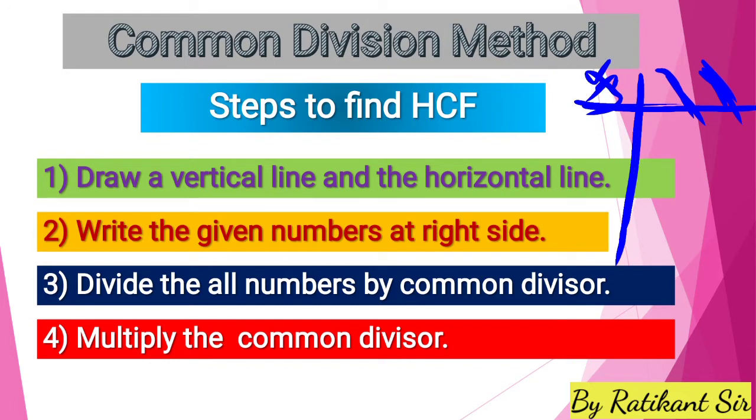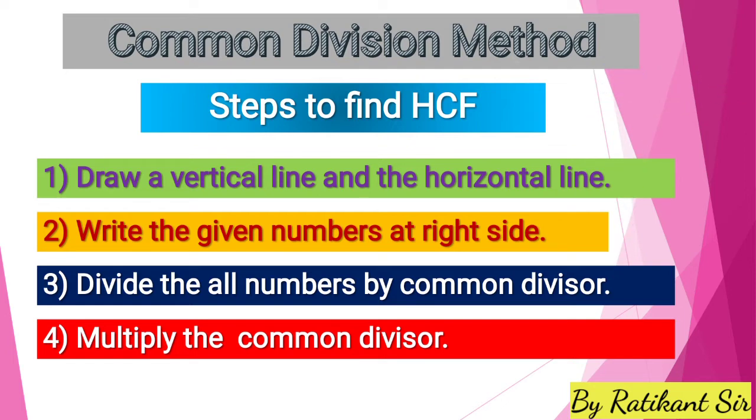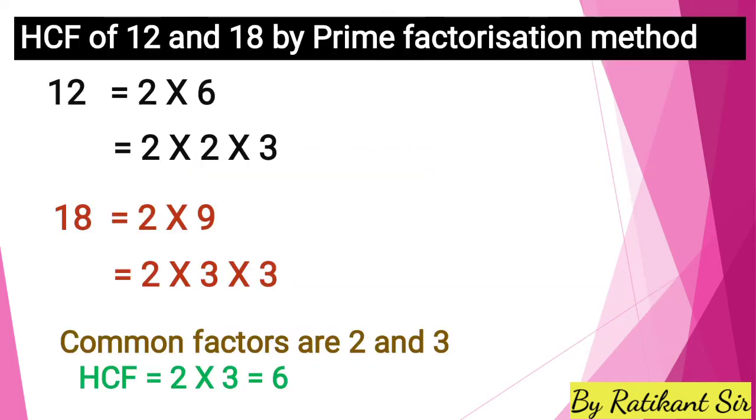Okay, so next, multiply the common divisors. We have to find how many common numbers there are, and we only multiply them. So you multiply only the common divisors, and you will get your HCF. It is very easy to find the HCF, and you will understand better by the example.